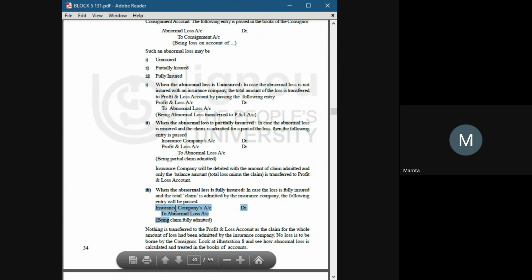But suppose our goods are worth 100 and only 60% were insured and 40 were not. This is the case of partially insured goods. In this case, insurance company account debit 60, as 60 were insured. Profit and loss account debit 40, as 40 were uninsured, to abnormal loss 100. That's how we make the entry of abnormal losses.